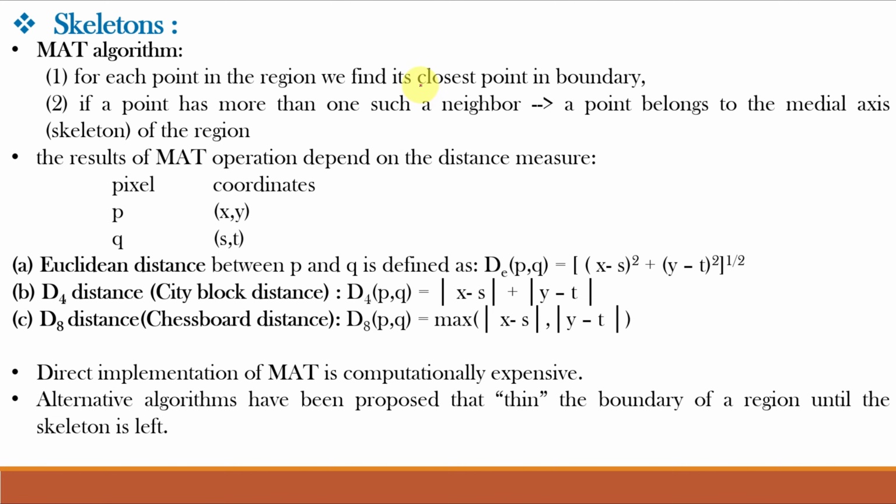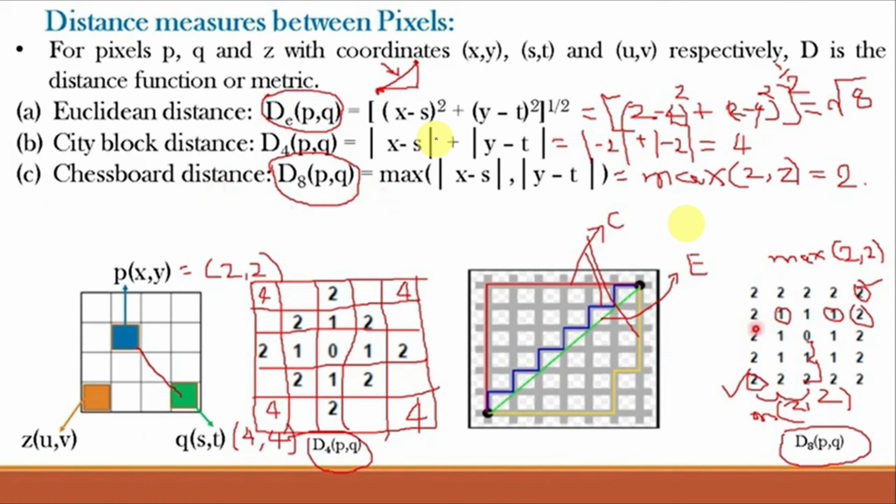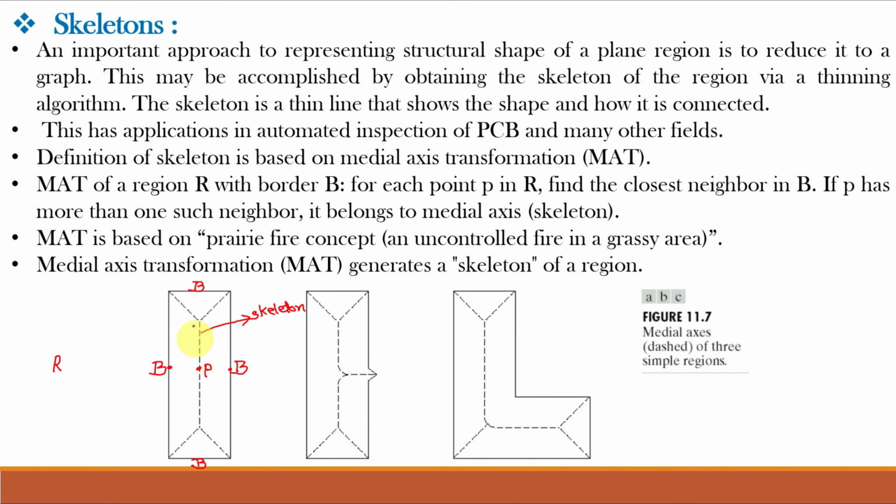So here we have to find out the closest point in the boundary, and that closest point we find out using either the Euclidean distance, the city block distance, or the chessboard distance, using these equations that we have already learned in our video lecture number 5. So this is how we find out different points on the medial axis transformation, or we can say the skeleton using medial axis transformation.